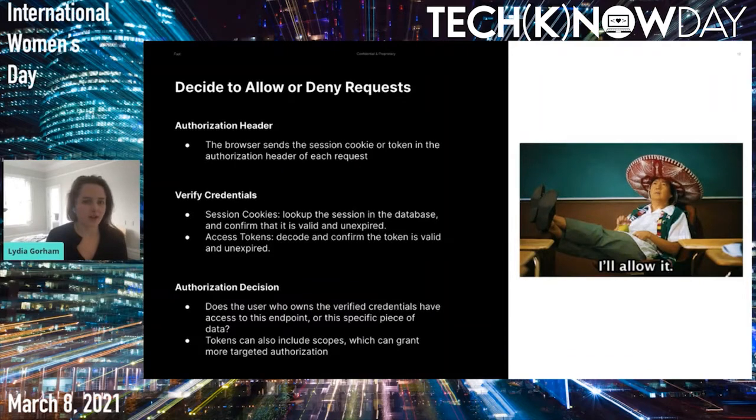Worth noting that tokens are a little different here as well, since they can have specific scopes tied to them. So it will explicitly lay out what access is allowed for this token. A user may have multiple different tokens that have different scopes.